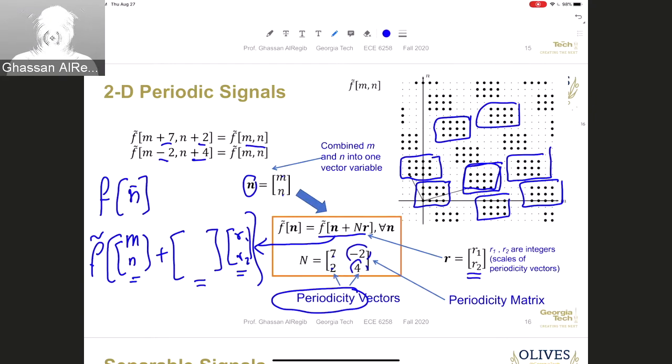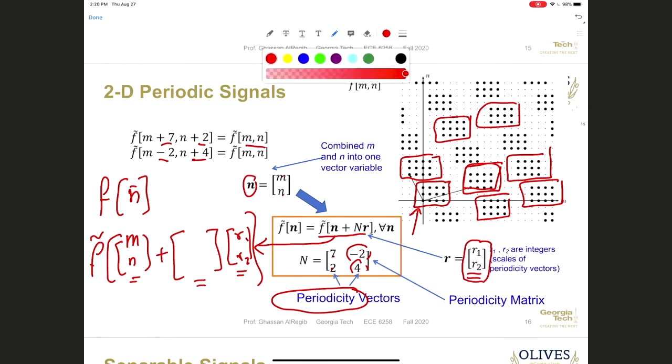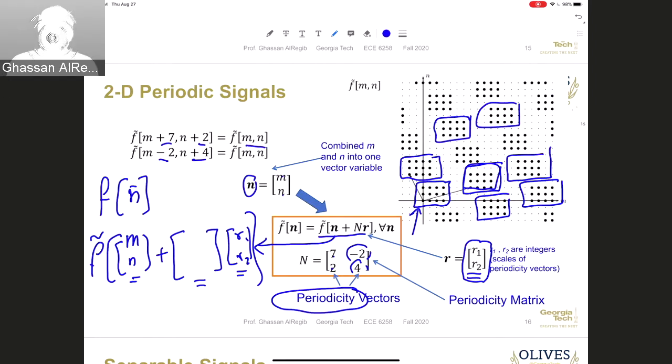So now, for the integer pair R1 and R2, if R1 and R2 are both zeros, then I am at this copy here, right? If R1 is equal to 1 and R2 is equal to 0, then I'm scaling, I'm here in this direction. If R1 is 1 and R2 is 1, then I am at this copy, and so on. So you can see there are only 6 numbers in here. So these are the 4 periodicity vector entries, and then R1 and R2 will really guide us to where we are in this space, which copy we are on in this space.